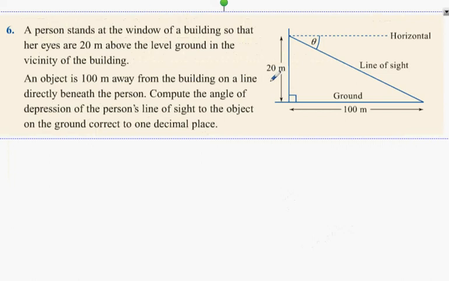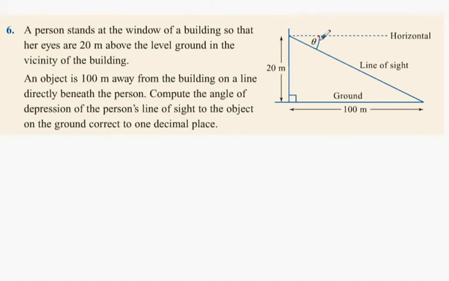Question 6. A person stands at the window of a building so that her eyes are 20 meters above level ground in the vicinity of the building. An object is 100 meters away from the building on a line directly beneath the person. Compute the angle of depression at the person's line of sight of the object to the ground, correct to one decimal place. It wants you to find out what this is here.